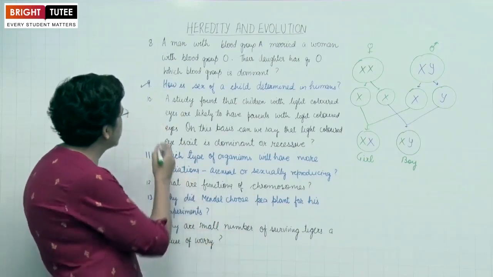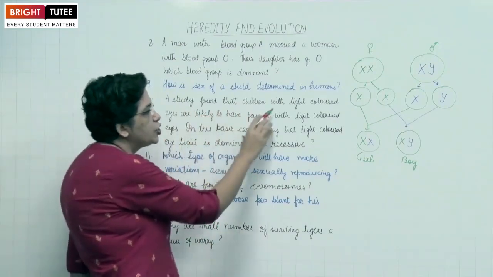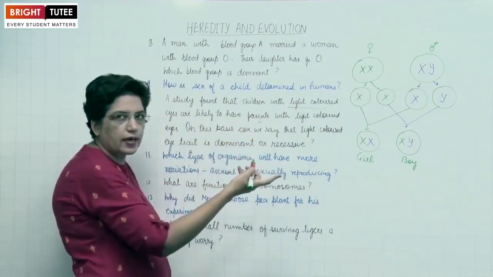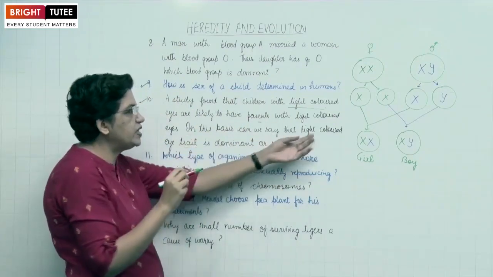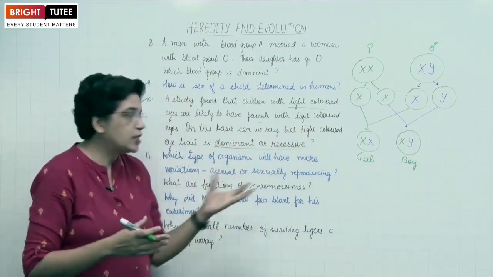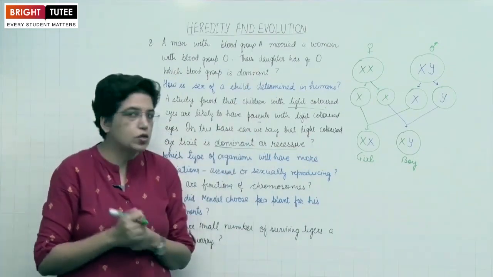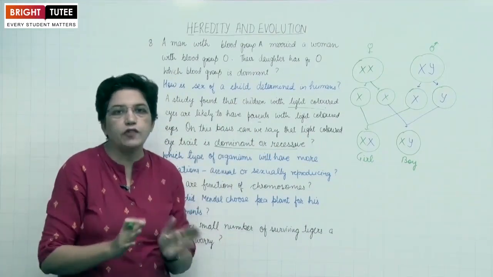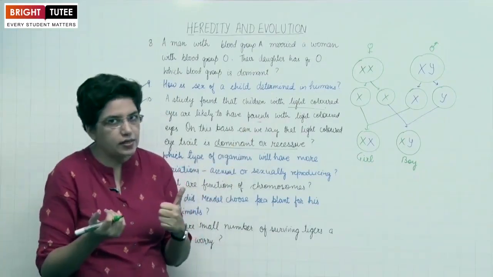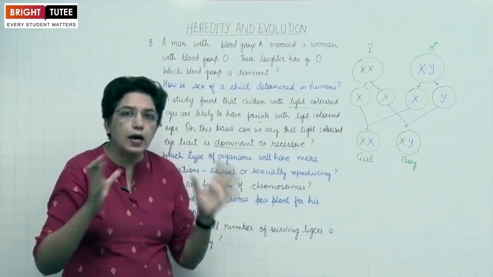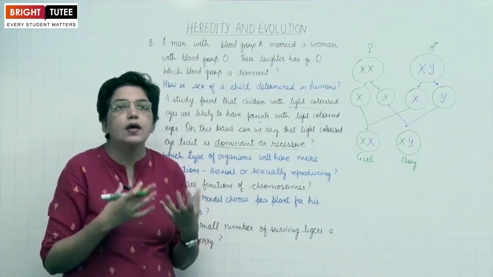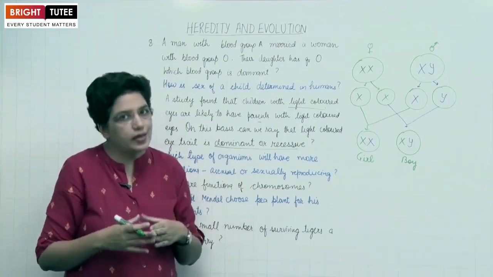Now, the next question. A study found that children with light colored eyes are likely to have parents with light colored eyes. Now, on this basis, can we say that light colored eye is dominant or recessive? Okay, so as we just discussed in this blood group question also, this information is not enough to decide whether this light colored eye trait is dominant or recessive, because we have to study a large population over generations, then only it is decided whether the given trait is dominant or recessive.